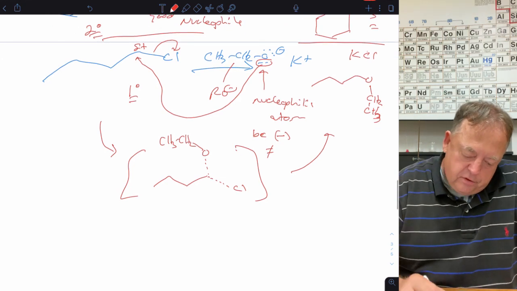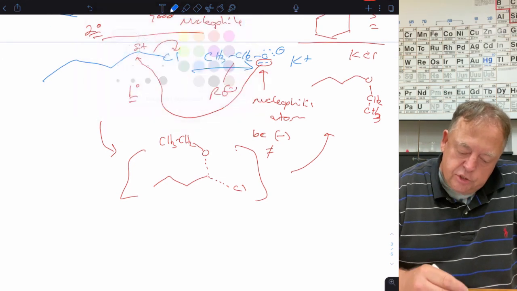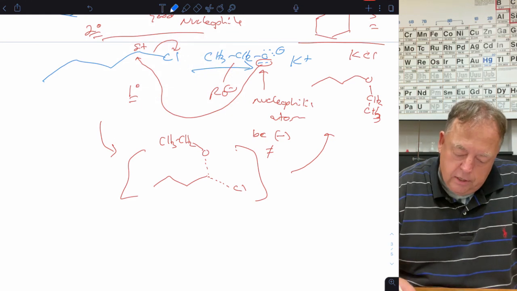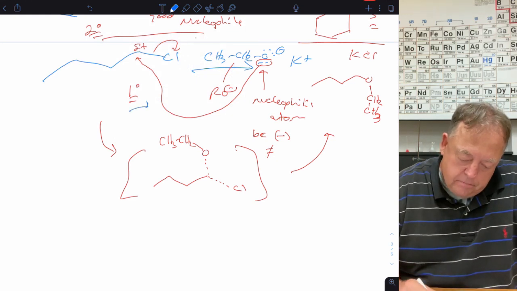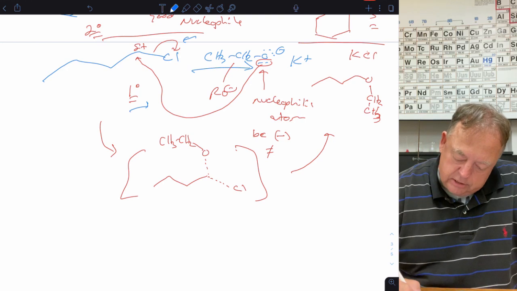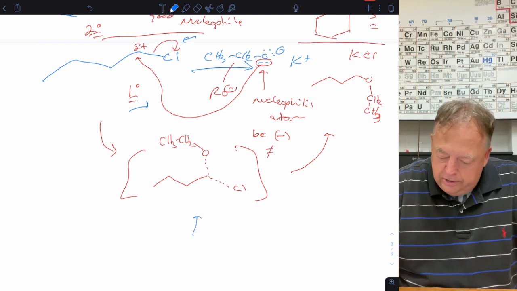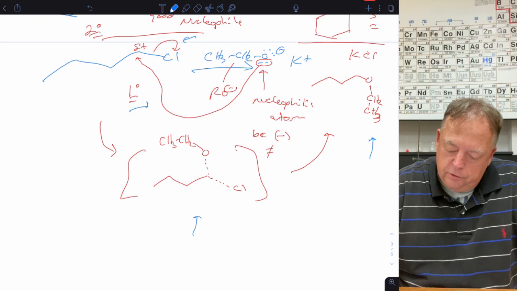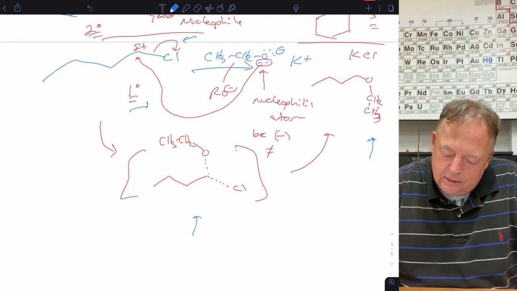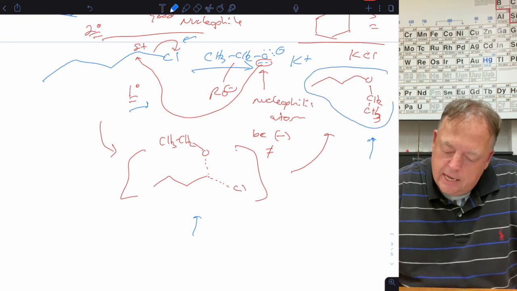Okay, so if I ask you for the mechanism for this reaction, you would have to show the whole thing. You would have to show these arrows, making and breaking bonds. You would have to sketch the transition state, and then you would have to show the product. If you're just asked to sketch the major organic product, then all you have to do is sketch that, and you're done.